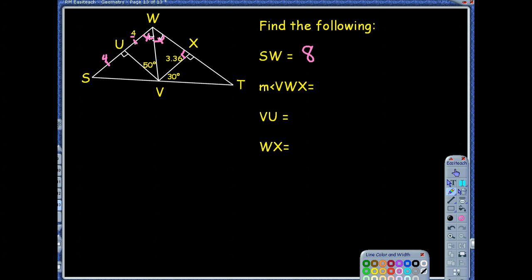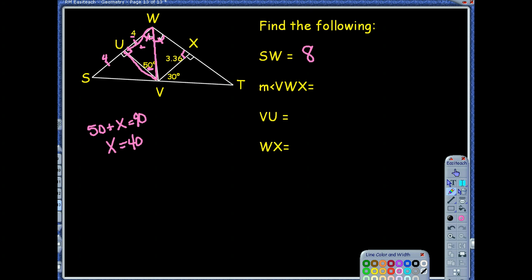So I'm looking at the other triangle, UWV. That one, triangle UWV, has a right angle. It has a 50-degree angle. And the angle that's missing is the one that's congruent to the angle I'm trying to find. Because triangle UVW is a right triangle, its acute angles are complementary. So that 50 and that unknown angle add up to 90. That means the unknown angle is going to be 40.